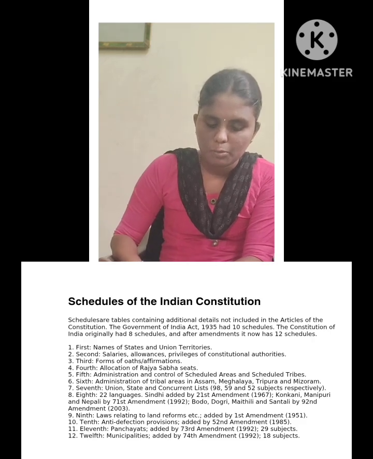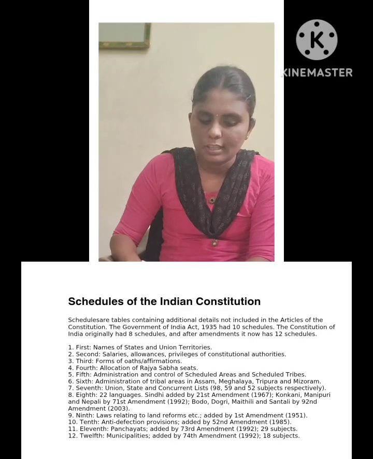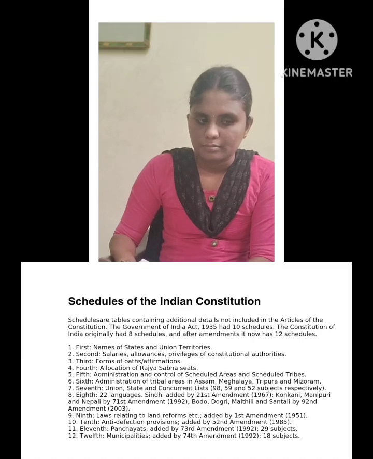The seventh schedule talks about the 3 lists, okay? The first list is the union list, okay? In the union list, there are 97 items. In these items, the central government only has the right to create any act or amend any act, right? This is the union list.